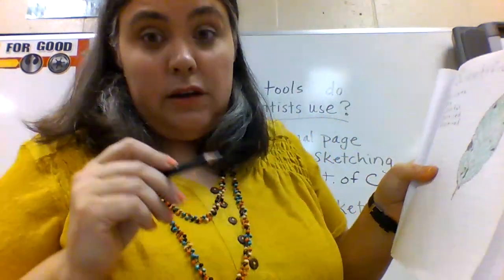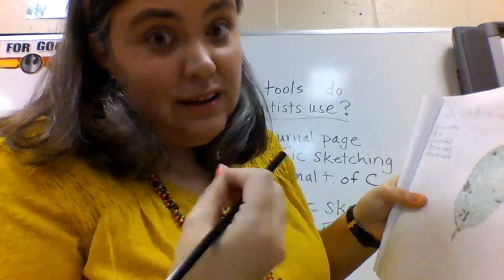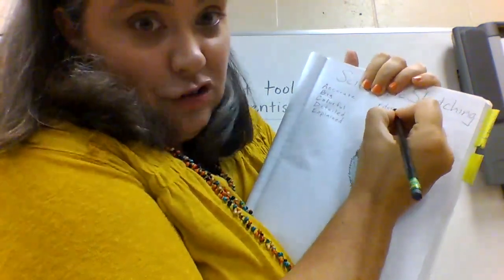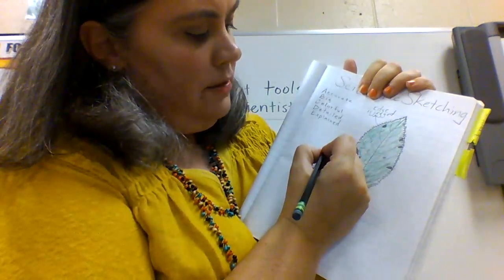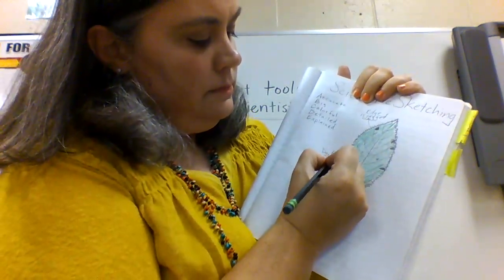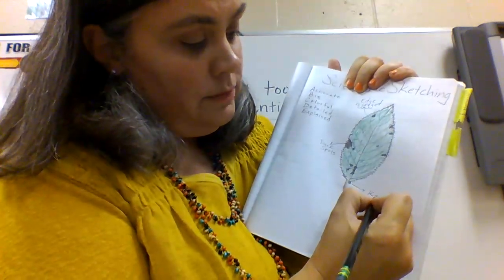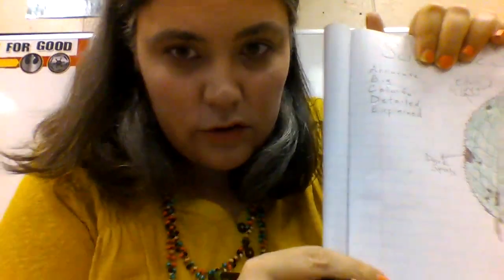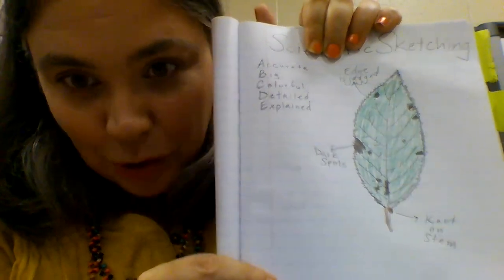The explained part is where I take my word observations and add them to my drawing or to my sketch, because in science, it's so important to have those words along with pictures. So I'm going to definitely notice that the edge is jagged. And there are spots, dark spots. And I'm going to notice that there's a knot down here on the stem. Do you see how I've added words to my sketch? This is scientific sketching. Cool, huh?